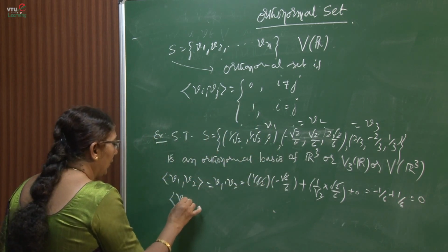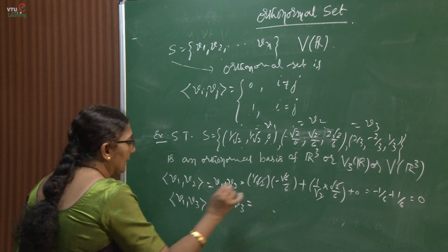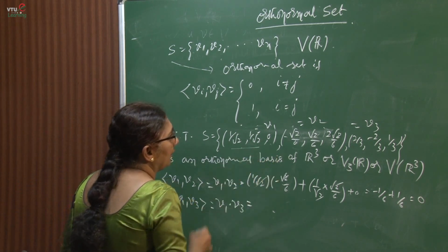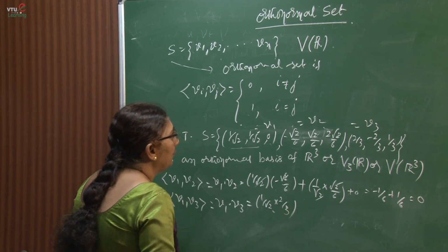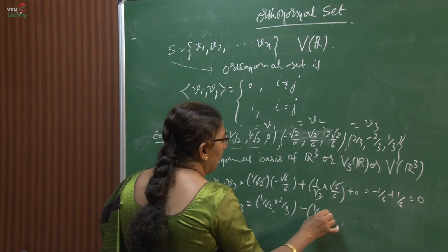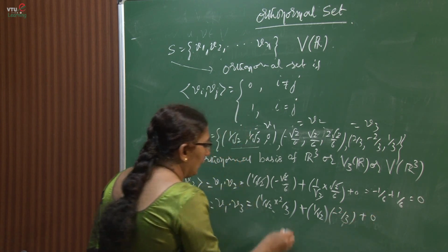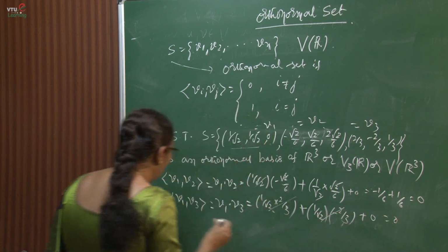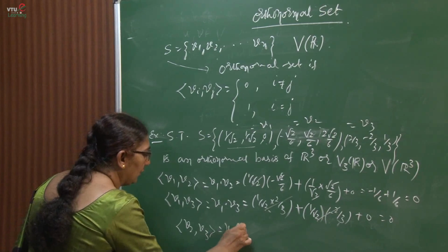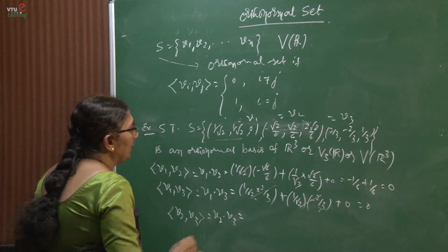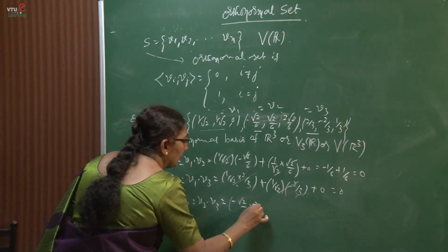Next, the inner product of V1 comma V3. The inner product of V1 comma V3 is V1 dot V3. This is my V1: 1 by root 2 into 2 by 3, plus 1 by root 2 into minus 2 by 3. The last value is 0. These two are the same and cancel, we get 0. Next you take the inner product of V2 comma V3. What is the inner product of V2 comma V3? V2 dot V3, the dot product. This is V2, this is V3. Minus root 2 by 6 into 2 by 3.